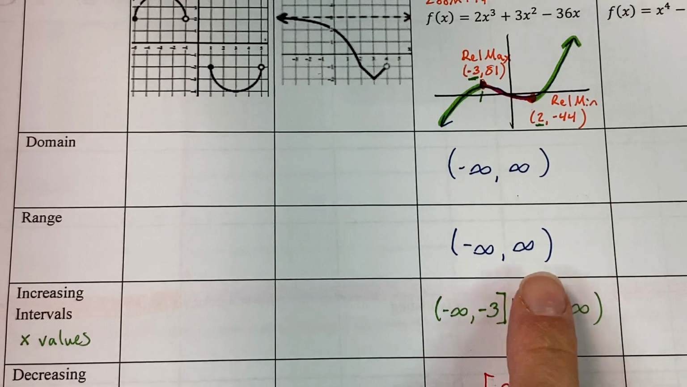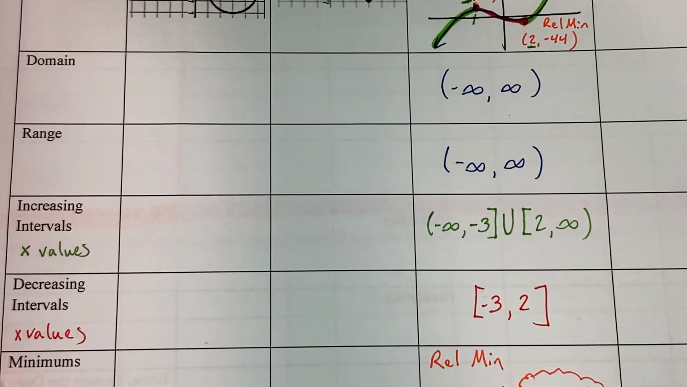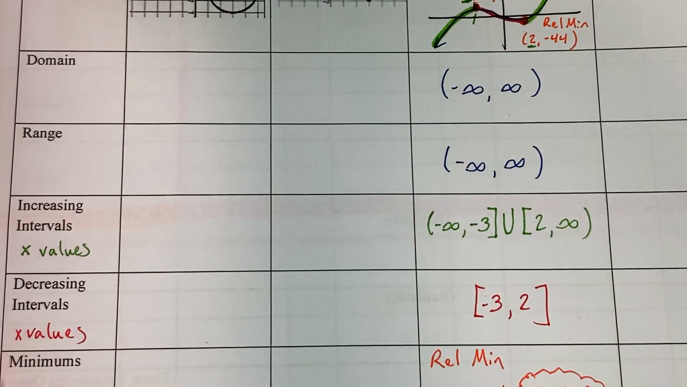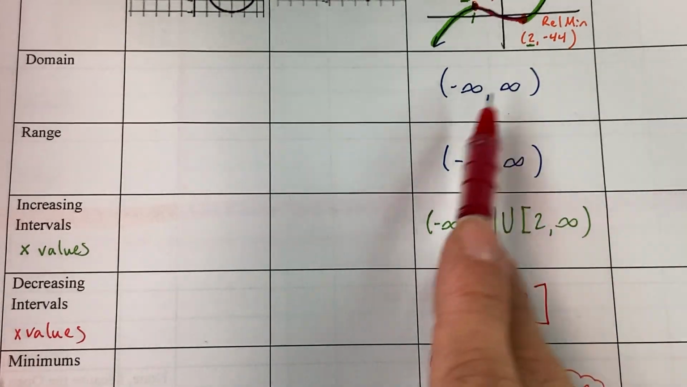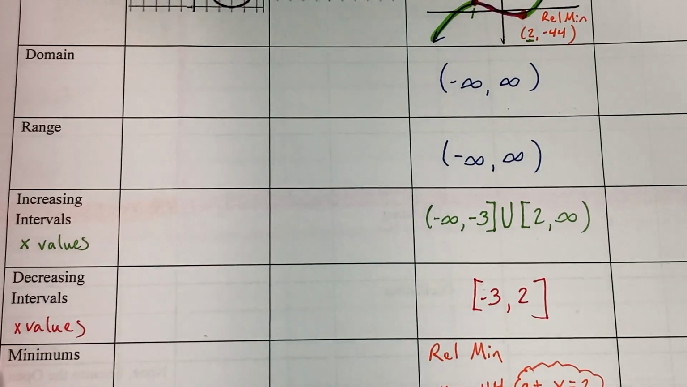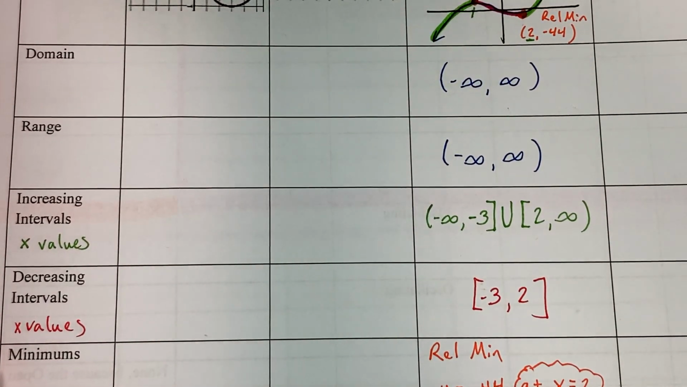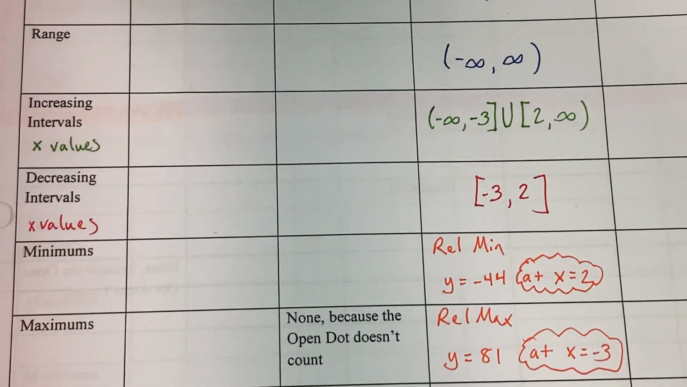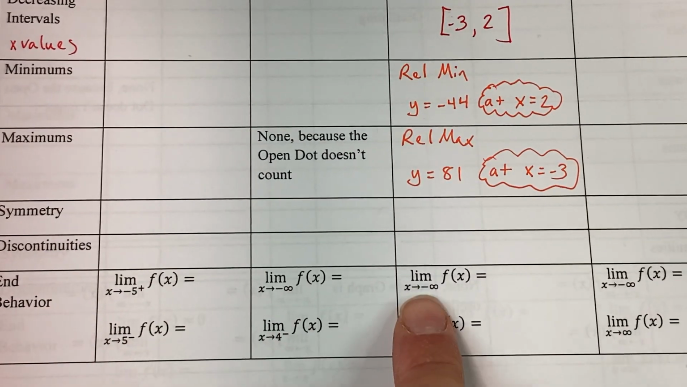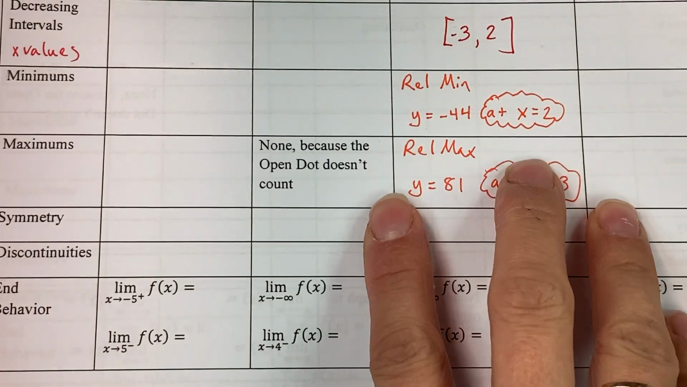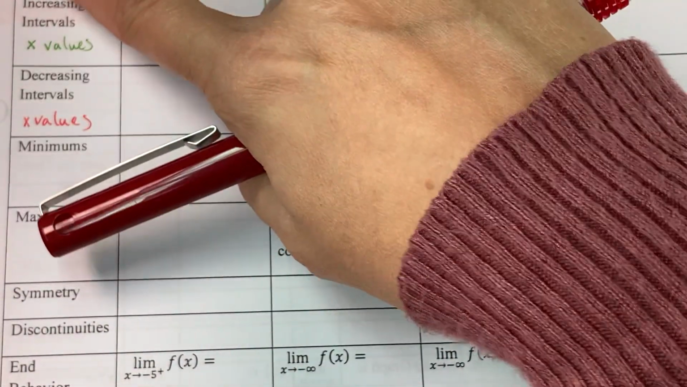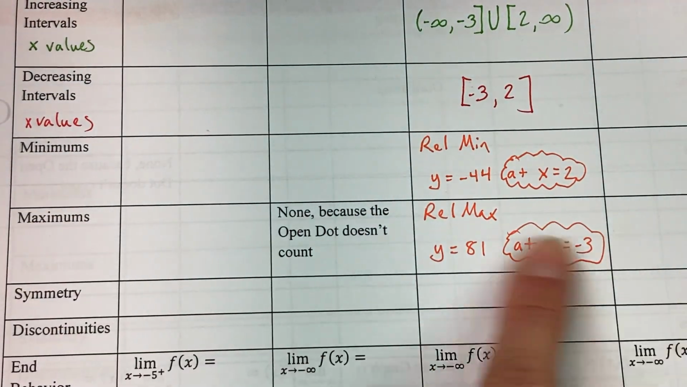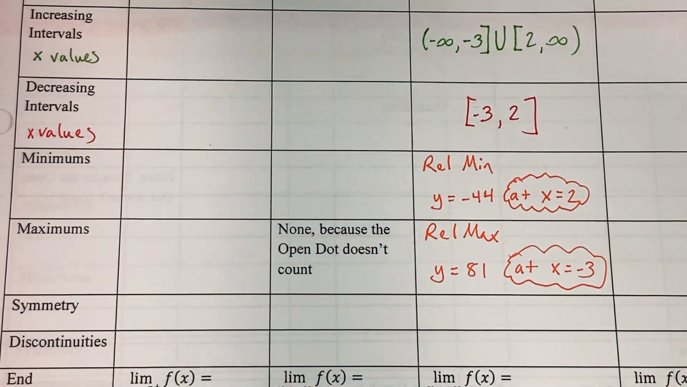So between increasing and decreasing, and if there are any constant intervals, you should cover the whole span of your domain. So we go negative infinity, negative 3 to 2, 2 to infinity, which covers our whole domain of negative infinity to positive infinity. Now, folks, the symmetry and the discontinuities and the end behavior, we're going to get to those items later in this chapter. So for right now, we're just focusing on the first 6 lines up through minimums and maximums.